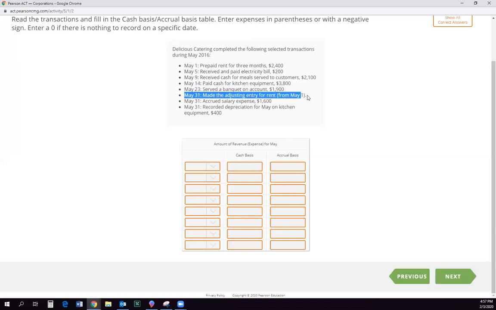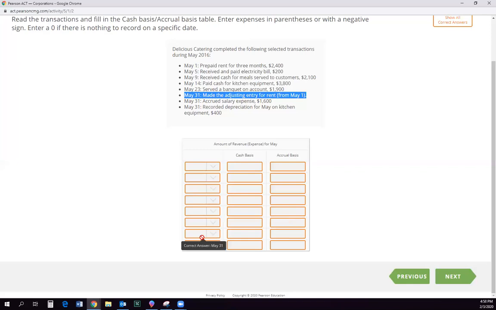On May 31st, we made our adjusting entry for the rent from May 1st. So May 31st, it's going to be zero under cash-based accounting because we didn't pay any more cash. We paid all the cash for the rent back on May 1st and recorded the full amount then. But if you remember, on May 1st, under an accrual basis, we recorded zero. And now we're going to claim the expense for 1 month's worth. So if it was $2,400 for 3 months, divide $2,400 by 3, that gives us $800 per month. So we're going to enter an expense of $800, or a negative $800.